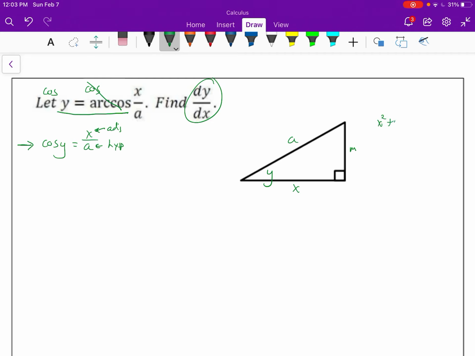So x squared plus m squared equals a squared. We can subtract x squared. And once again, we get m equals the square root of a squared minus x squared. Well, now, hold on to that for a minute. We'll go ahead and differentiate here. So the differential of cosine of y is negative sine y dy equals 1 over a dx.